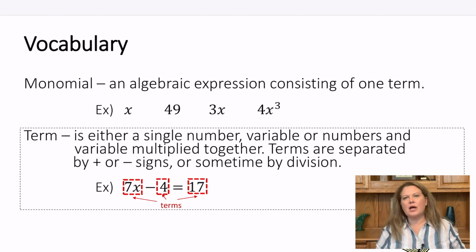You might be asking yourself, okay, well, what is a term? A term is either a single number, variable, or numbers and variables multiplied together. Terms are separated by addition or subtraction signs. Now I have an equation here, 7x minus 4 equals 17. I've drawn red boxes around each of the terms to show you. Notice the part on the left, that expression, the terms are separated by a subtraction sign.